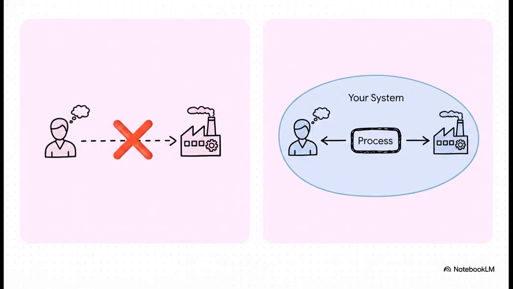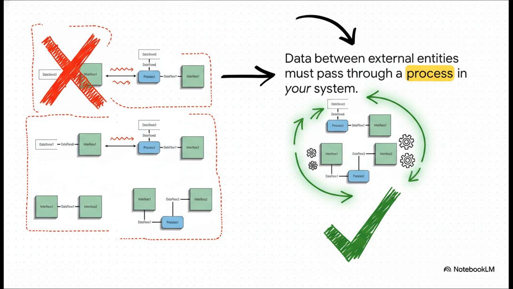Here's another big one. Data can't flow directly between two external entities on your diagram. And why is that? Well, because your DFD is a map of your system. If a customer is talking to a supplier directly and your system isn't involved at all, then that conversation is, by definition, outside the scope of your map. Just like before, this slide shows you what not to do. That direct line between two outside entities is a no-go. If that interaction is actually important to your system, then the information has to pass through one of your processes, like you see on the right. This is really how you define your system's boundaries.